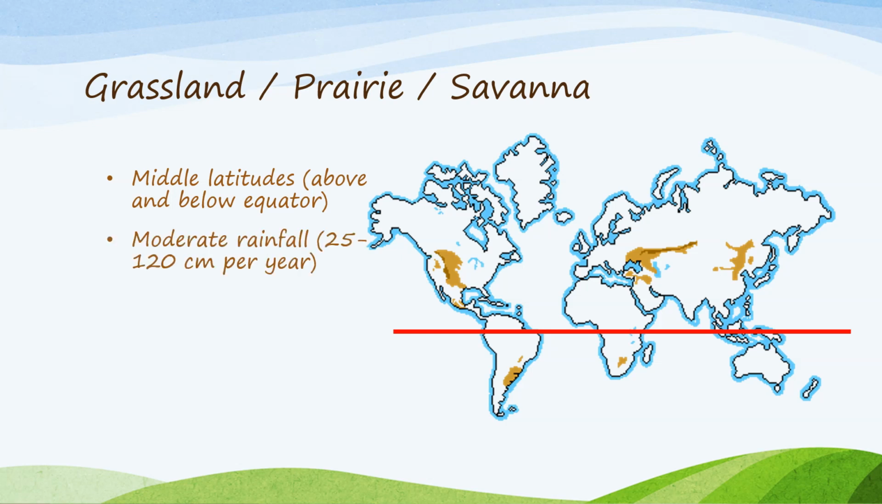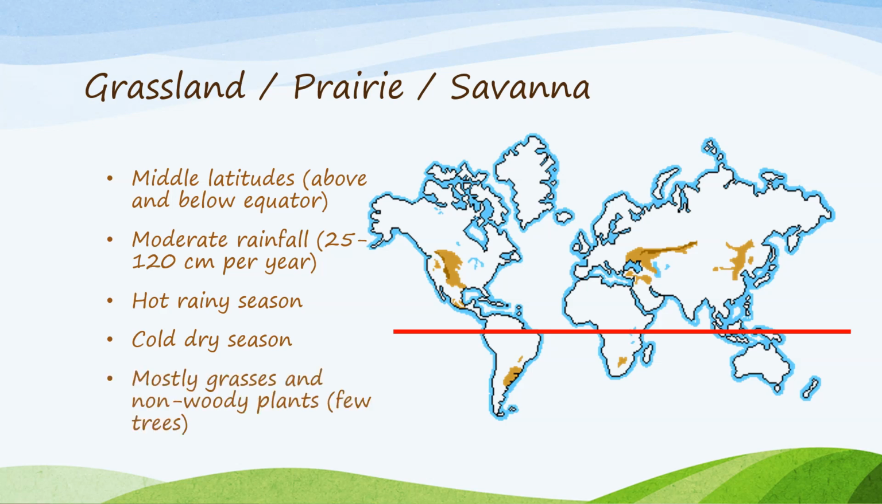They have moderate amounts of rainfall, so kind of in the middle. Not a lot and not a little, just somewhere between 25 to 120 centimeters per year. They tend to have a hot and rainy season, so part of the year it does get hot and rainy, but other parts are cold and dry. Most of the plants there are grasses and non-woody plants. The woody plants are those that would be trees. So having mostly non-woody plants means that they don't have that many trees.